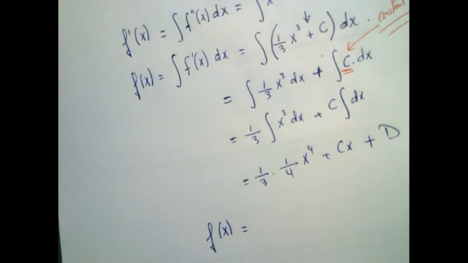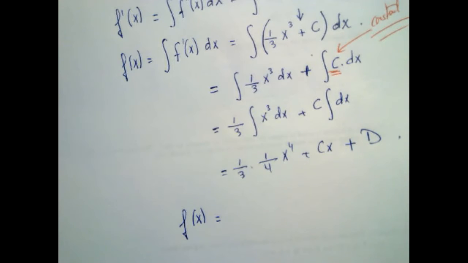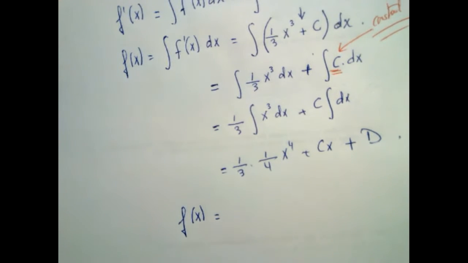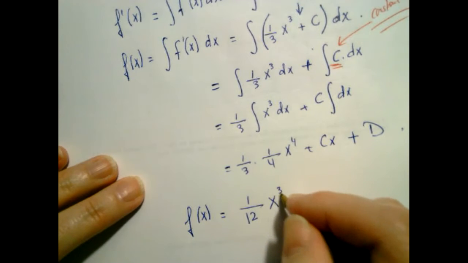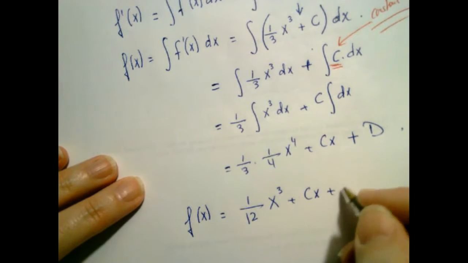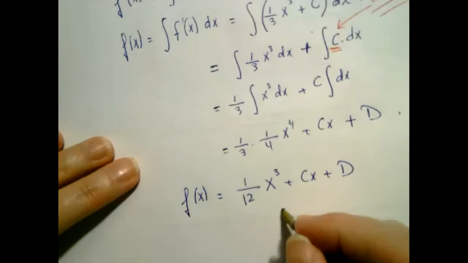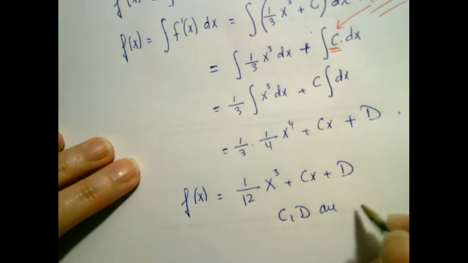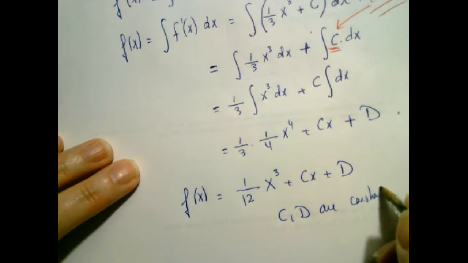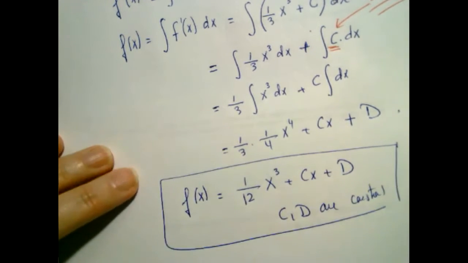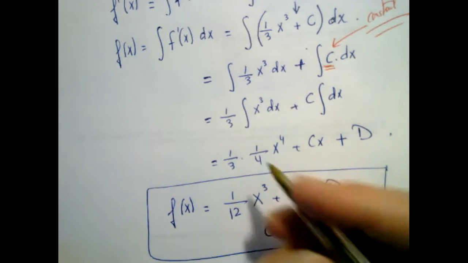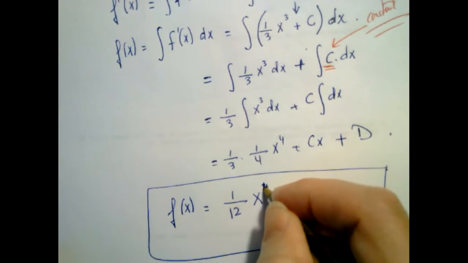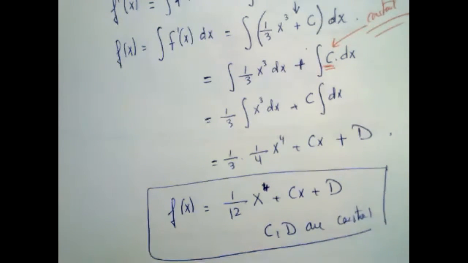So if I have the second derivative, the function will have two constants. So f of x is 1 over 12 x to the 4 plus cx plus d, where c and d are constants. How did you get x to be 3 instead of 4? Did I make another stupid mistake? Yeah. Okay, very good.